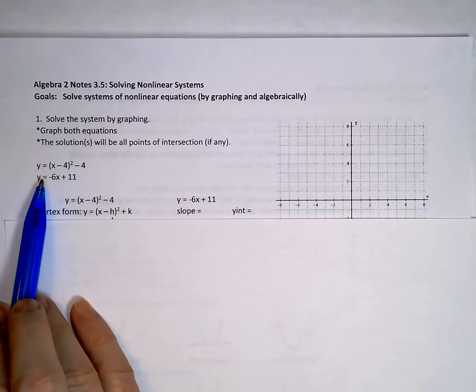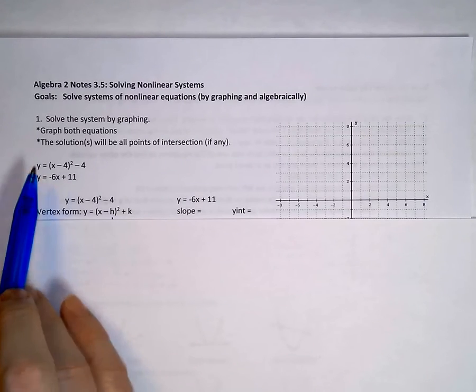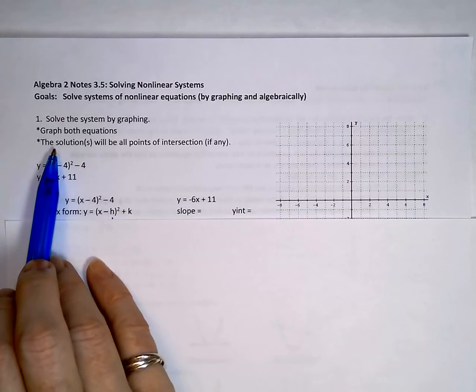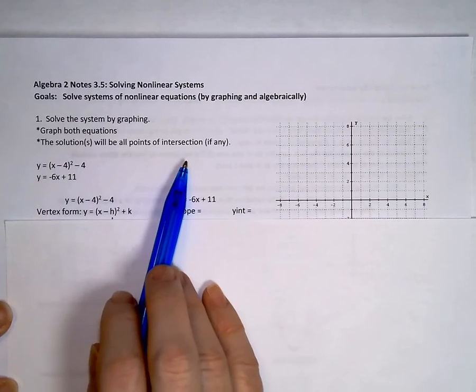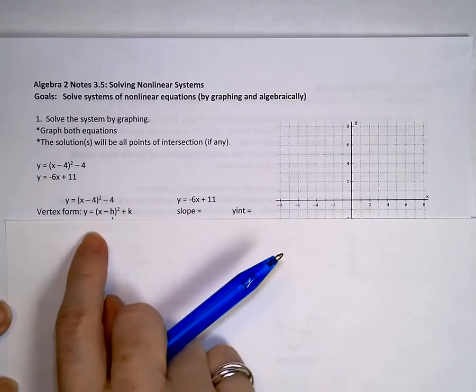In this case, there's only two. We're only going to be using two. And we're going to be looking to see where those two equations cross. They might not cross at all, so we'll have to be considerate of that as well.